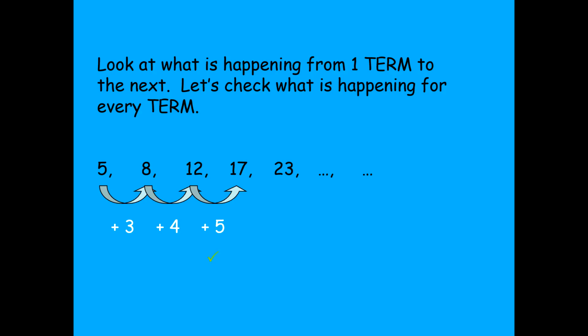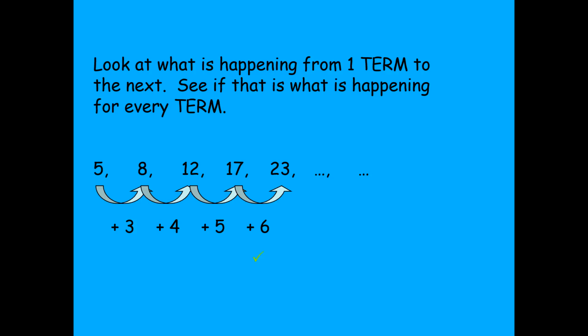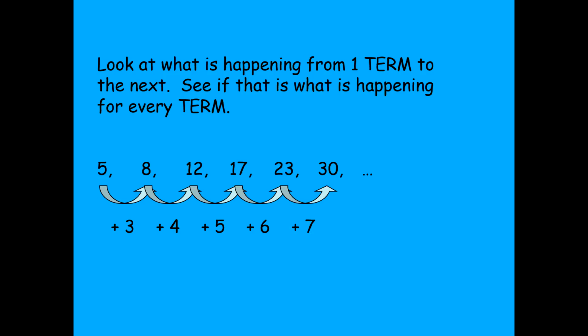What do you think is coming next for the next term? Of course, it would be plus 6, which would take us from 17 to 23. So, what would be next in our sequence if it's plus 3, plus 4, plus 5, plus 6? You guessed it, of course, we're going up to plus 7, and the next parts of our sequence will be plus 8, plus 9, plus 10, and so on.